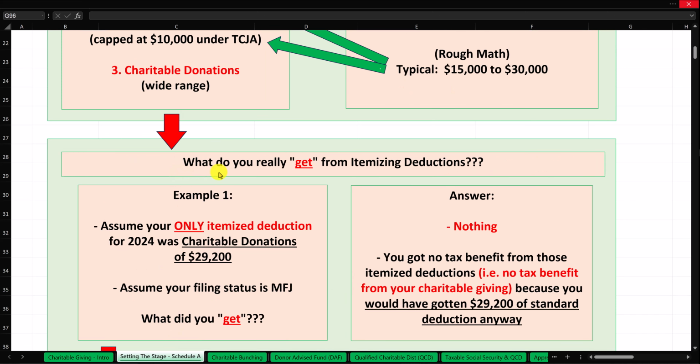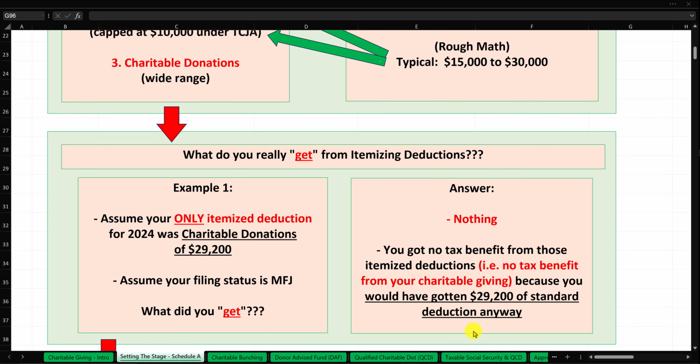Now let's talk about what do you really get, quote unquote, from itemizing deductions. So example number one, assume that your only itemized deduction for 2024 was charitable donations of $29,200. Assume your filing status is married filing joint. What did you get, quote unquote? And the answer, strictly from a tax perspective, is that you got nothing. You got no tax benefit from those itemized deductions, i.e. no tax benefit from your charitable giving, because you would have gotten $29,200 of standard deduction anyway.